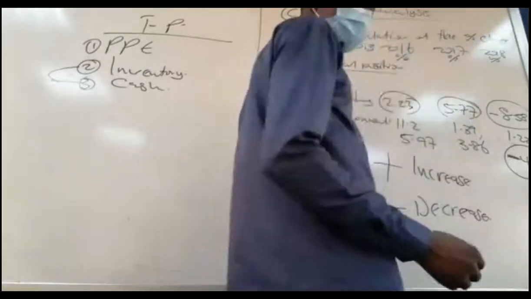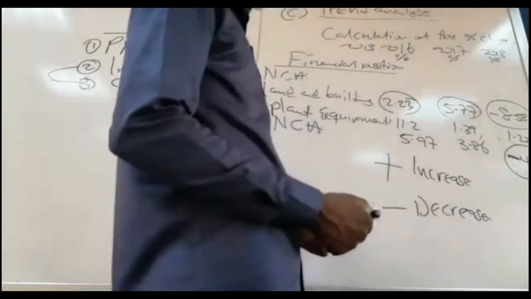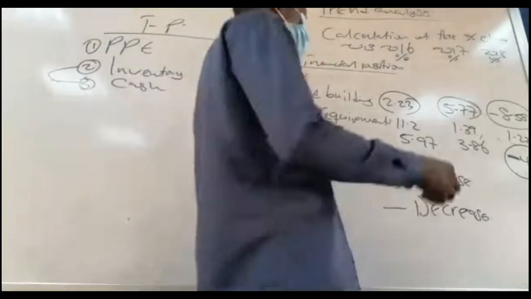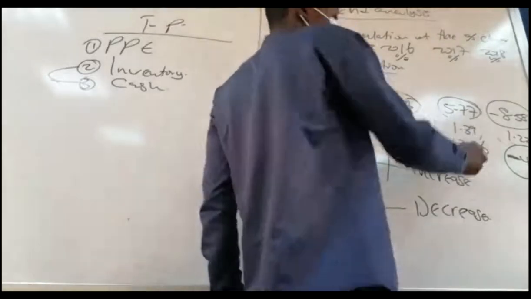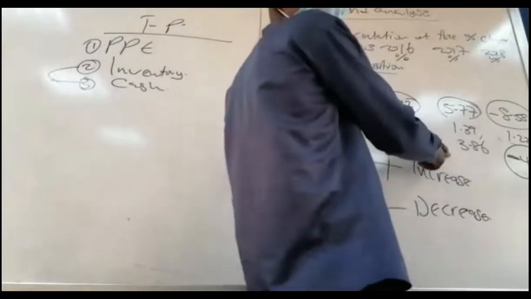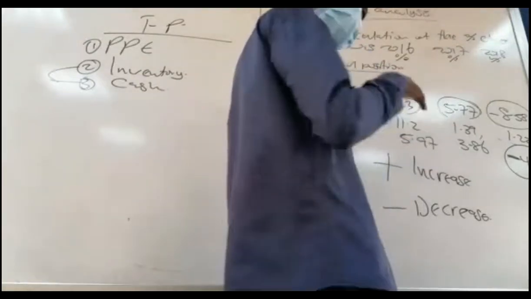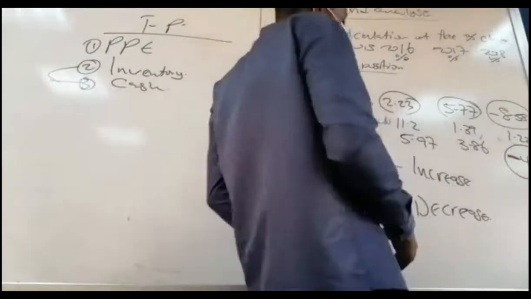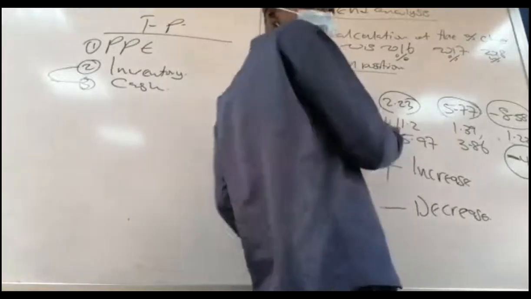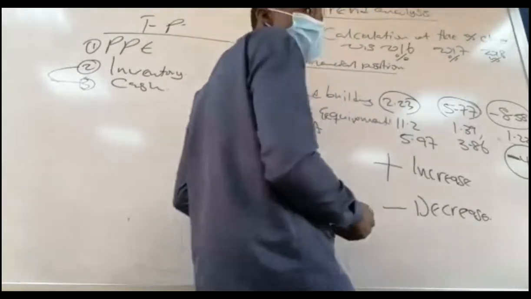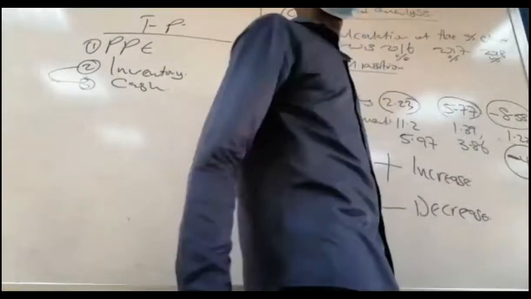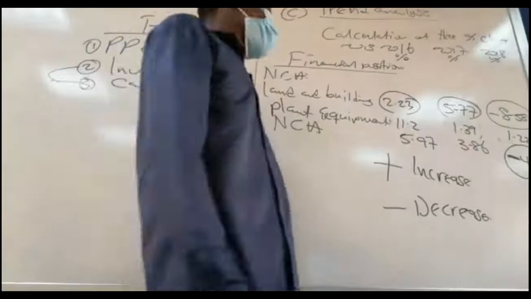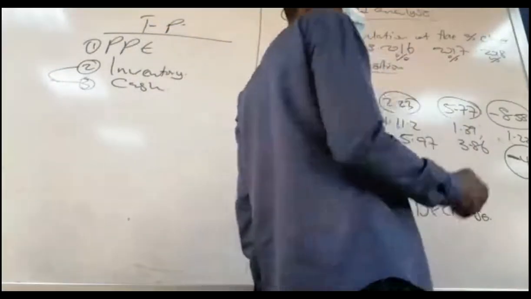Negative means decrease. Trend means increase or decrease, change, irrespective of the figure. So here you can see 5.9%, it has moved to 3.8. This does not mean that the thing has decreased. No. If you check non-current asset, it has increased, natural fact. Positive represents increase. Once it's negative, it represents decrease. But the figures attached represent percentage increase or percentage decrease.